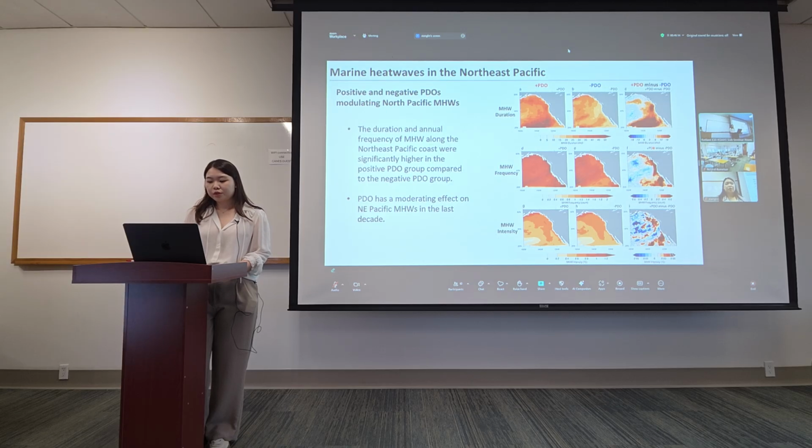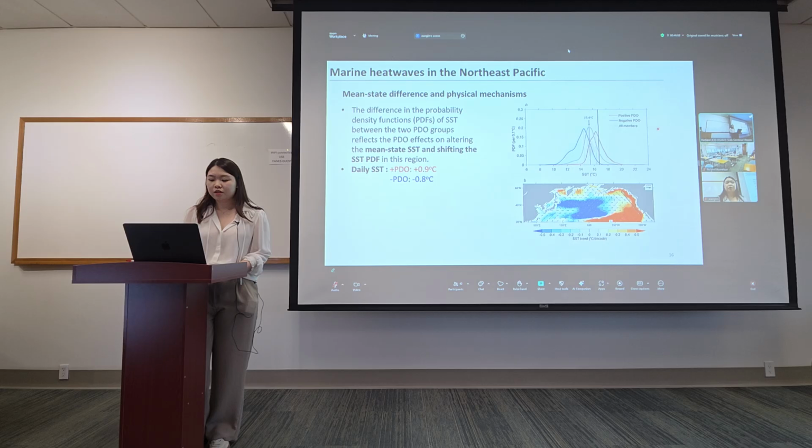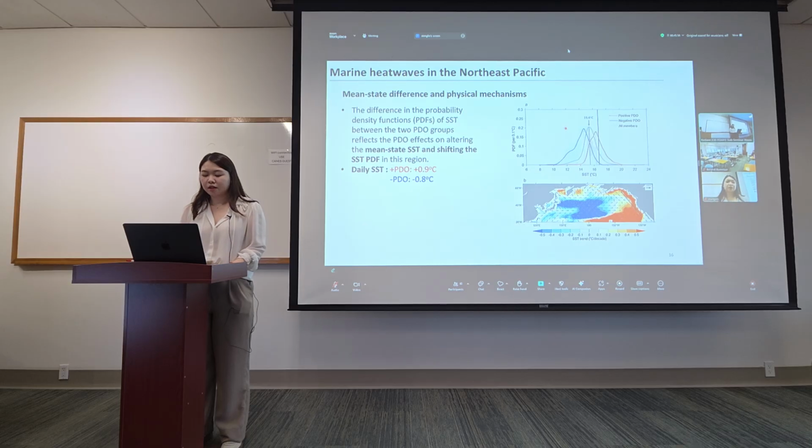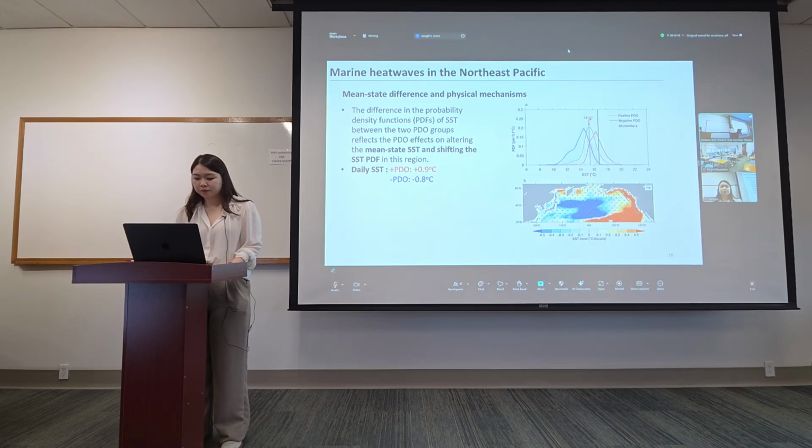Since the modulating effect of the PDO is most evident along the coastal region, we next perform a probability density function analysis of the sea surface temperature in this coastal black box region. On the top is our probability density function result. In the middle is the all-ensemble mean, which we can see as the neutral position. And the gray curve shows a mean SST of about 15.4 degrees Celsius.